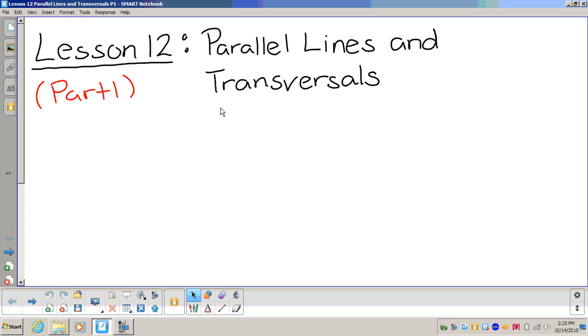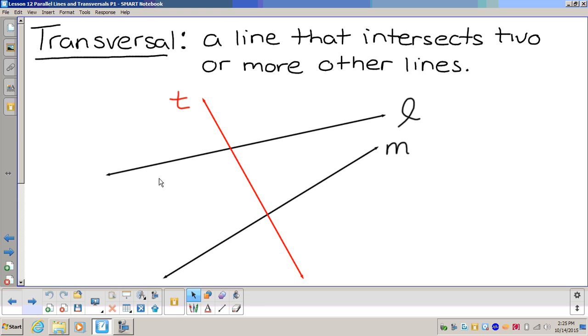Hey all, today we're going to talk some more about parallel lines, and this time how they interact with other lines that we call transversals. So a transversal is just a line. It's a name we give to a line that intersects two or more other lines.